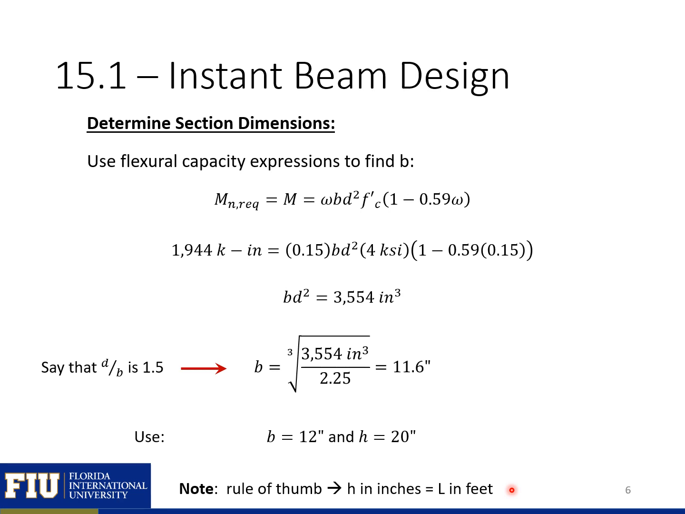We can also remember our rule of thumb when determining our h. A typical rule of thumb is that the height of the section in inches is equal to the length of the beam in feet. So here we had a 20-foot span, so our 20-inch deep section matches up with that rule as well.